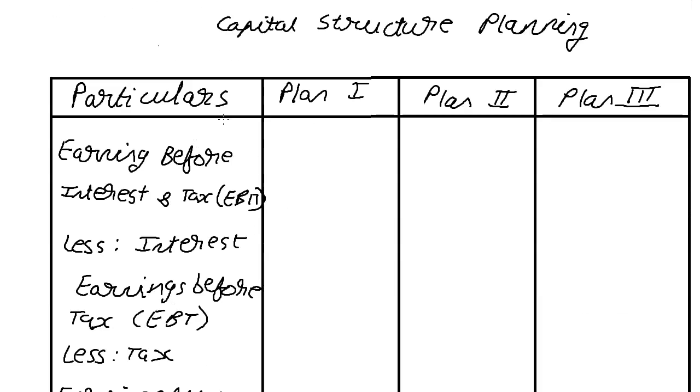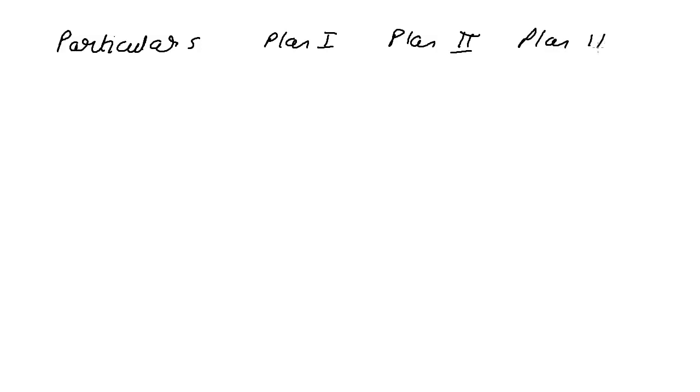Right, so we have particulars and any number of plans. We have already seen that upstairs. This is our main format. You know what it looks like. Particulars, plan 1, 2, 3. So very roughly, one more time, we have particulars and any number of plans: plan 1, plan 2, plan 3.